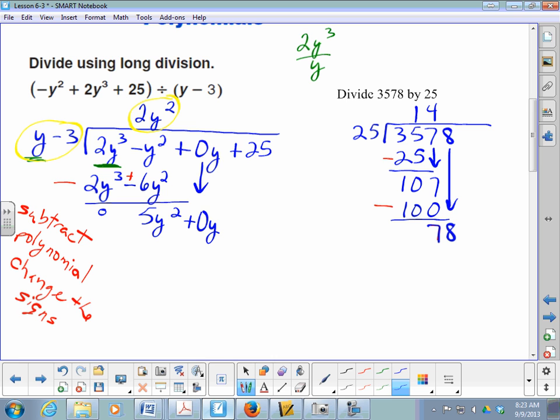So now over here with our polynomial, we are going to focus on this 5y squared with the y. So what's 5y squared divided by y? Okay, 5y squared divided by y is 5y. So we have plus 5y.